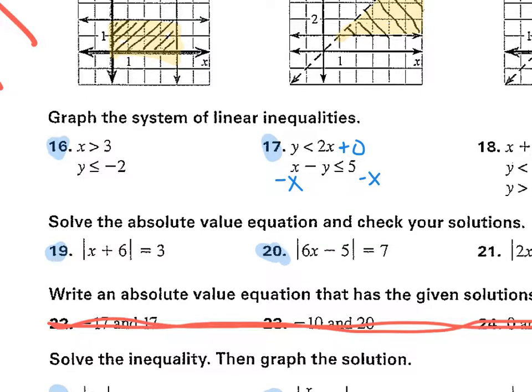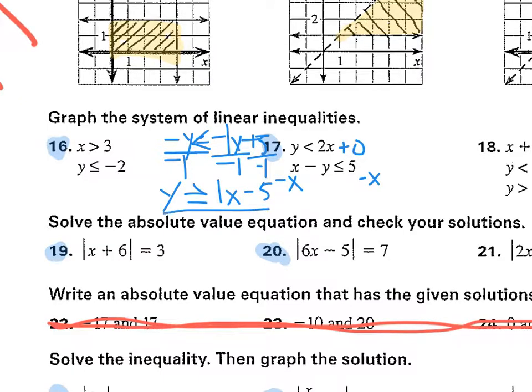This one, we have to subtract the x over. And then you have -y equals -1x plus 5. Then divide by -1. Now, when we divide by a negative, we're going to flip that sign around, remember? And so now we have +1x minus 5. So there's your line. So graph this one and this one, and make sure you shade and find out where they overlap.